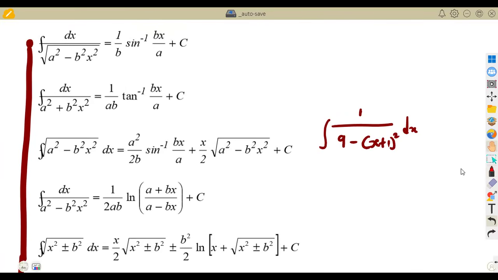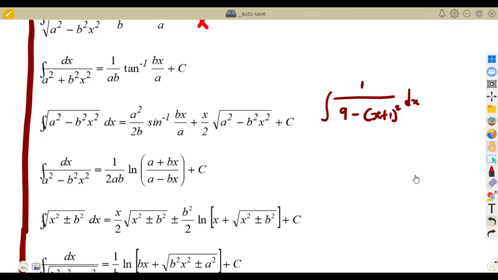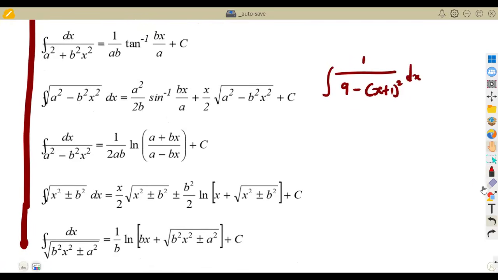The first one, we are given the square root in this case. Here there's a square root, so this one is totally out. We do not have a square root, so this one is not going to work. Let's move on to the second one. The second one, we do not have a square root here, but there's a plus.